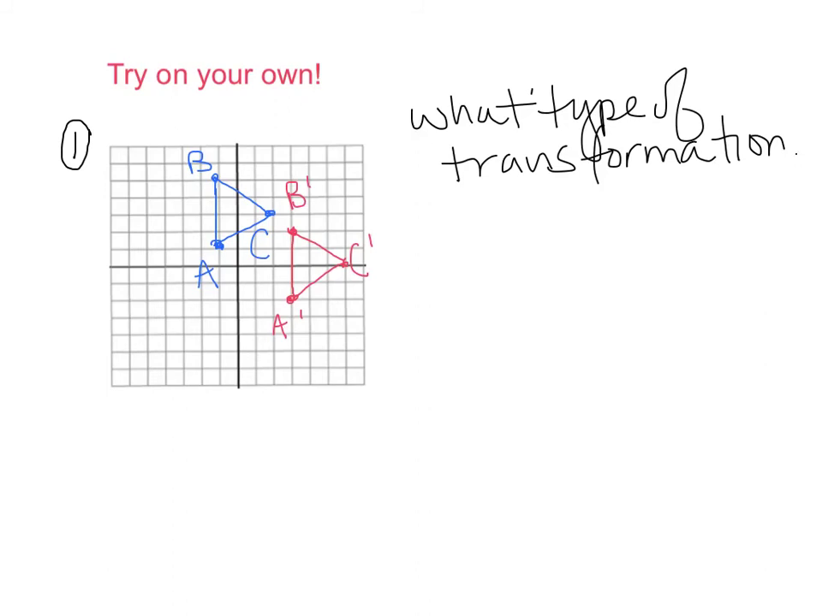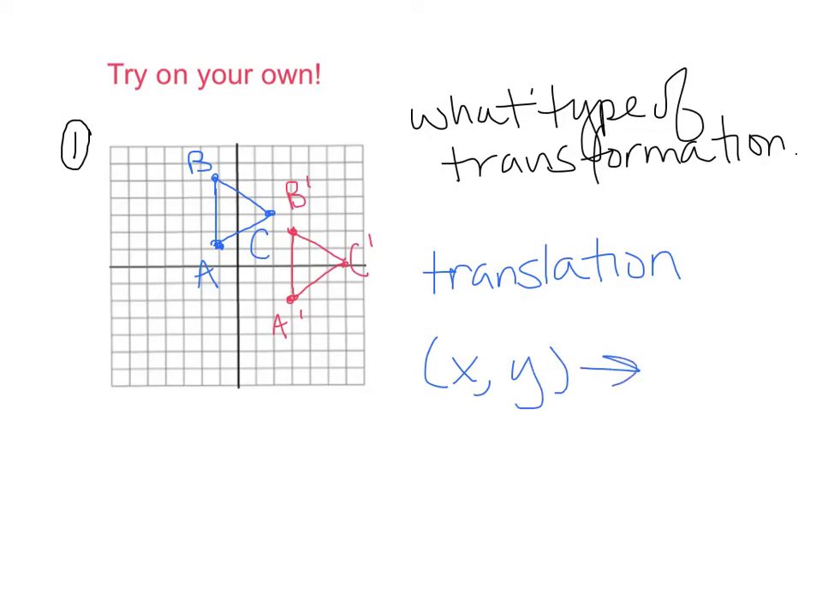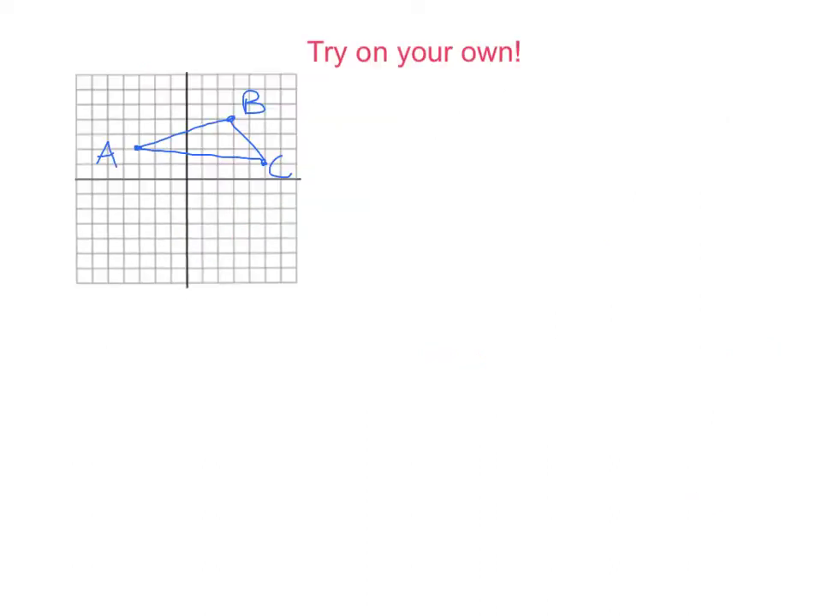Okay, so you paused it, you've tried it, you've done it. So hopefully what you came up with is that this was a translation. That's what type it was. Okay, it was a translation. And if we started at XY, what we did is we went over 4, right? So X went up by 4. That shouldn't be, sorry. And Y went down by 3. So this is what an arrow notation would look like.